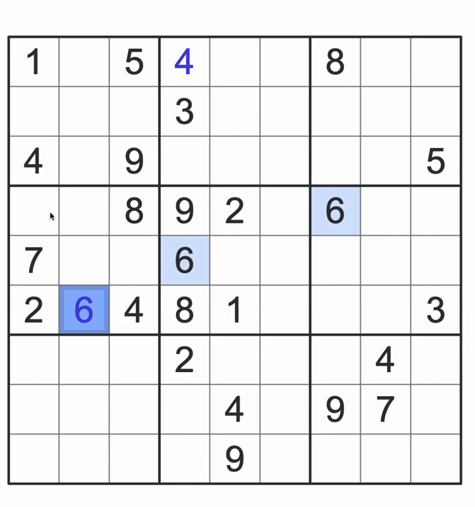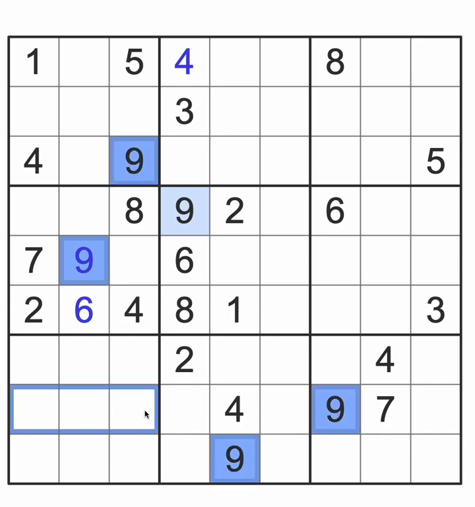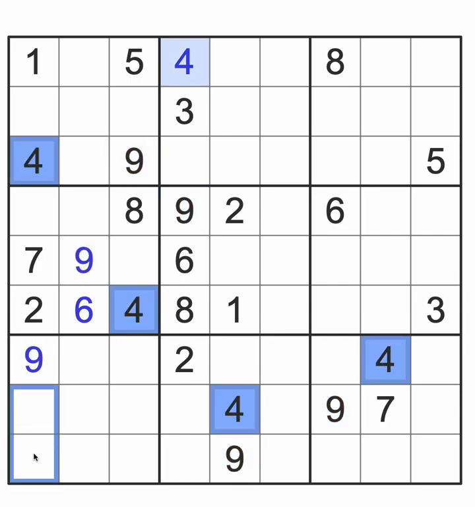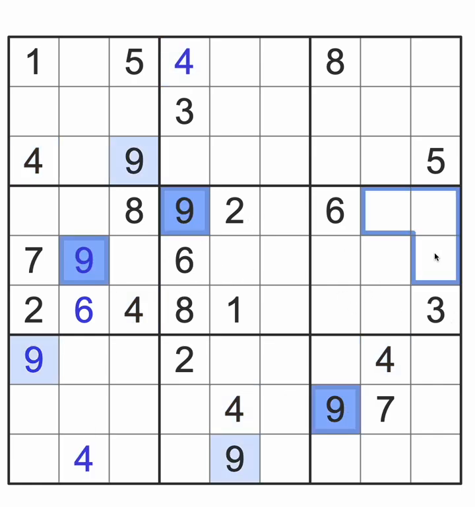And I can place 9 also in box 4. 9, 9. They block these. Gives me 9 here. And now I can place 9 in box 7. These 9s will block these cells. Gives me 9 here. I can now place 4 in box 7. They block these cells. Gives me 4 here. And I can place 9 in box 6. 9, 9, 9. They block these cells. Gives me 9 here.